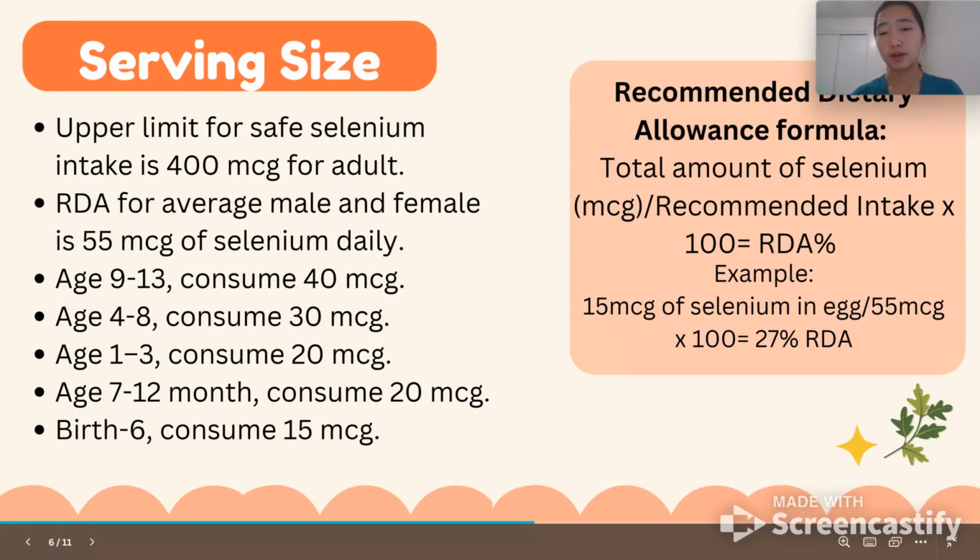So to calculate, you take the total amount of selenium divided by the recommended intake and multiply by 100. So for example, 15 micrograms of selenium in one egg divided by 55 micrograms of recommended intake and multiplied by 100, you get 27% of RDA from the egg.